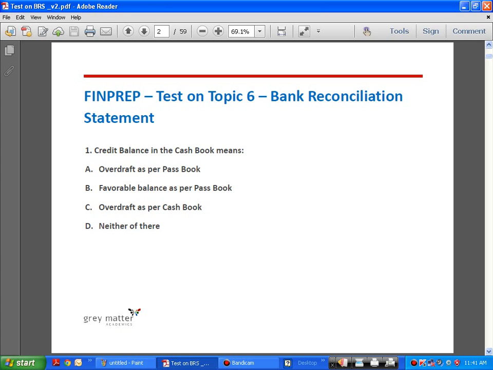First problem is, credit balance in the cash book means. So when there is a credit balance in the cash book, it means that there is an overdraft as per the passbook. So answer is A.